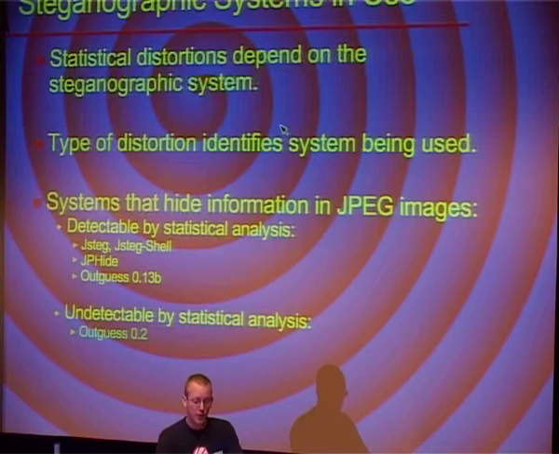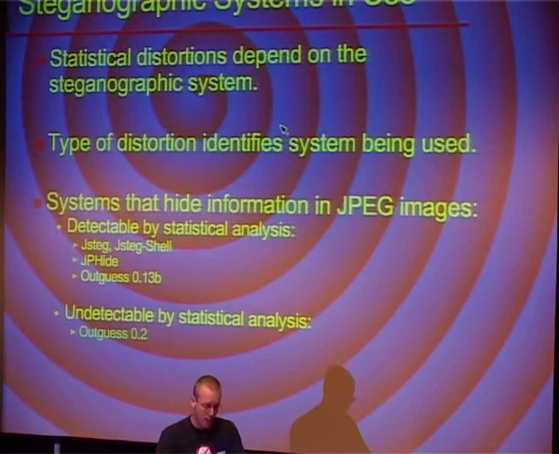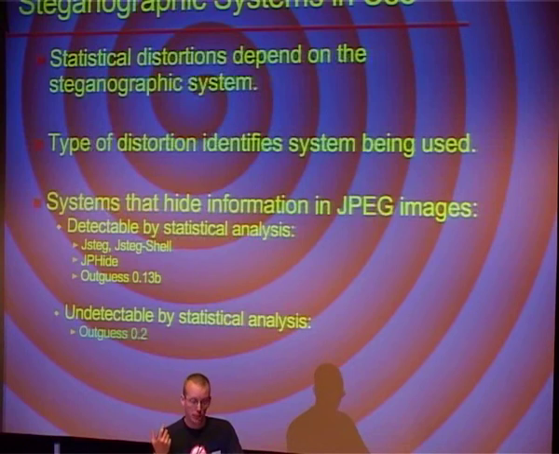So we'll get statistical distortions. These distortions actually depend on the system that has been used, because every system is a different way of selecting these redundant bits. Every system takes a different subset and does something. And now we can see that the type of distortion actually identifies the system that is being used. And I'll explain to you how the most common systems work.